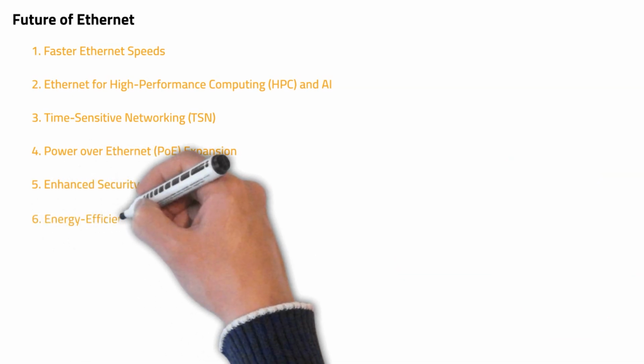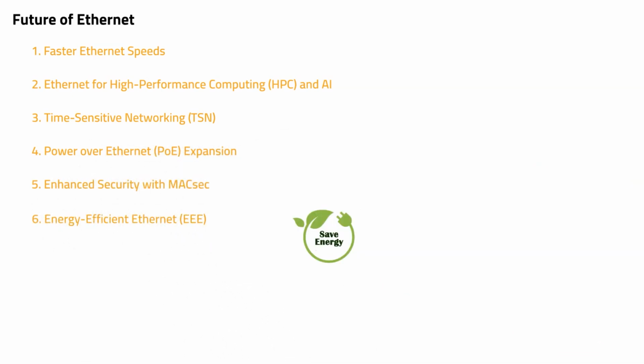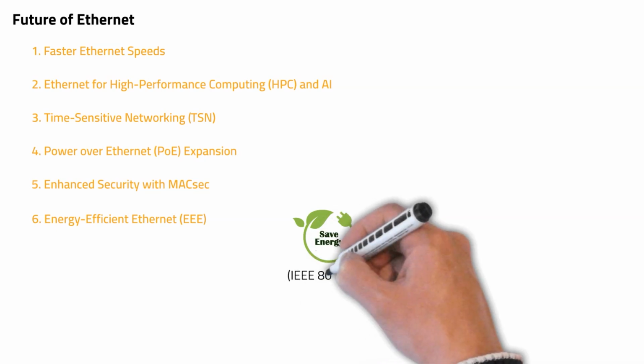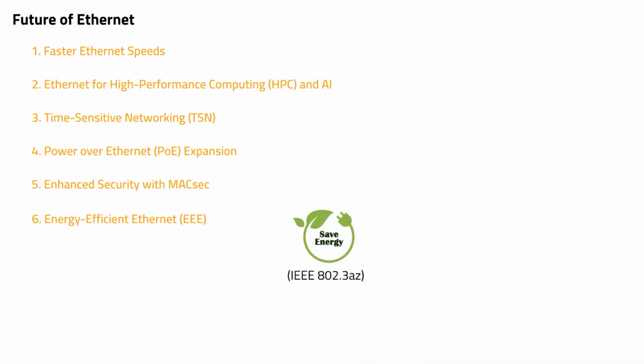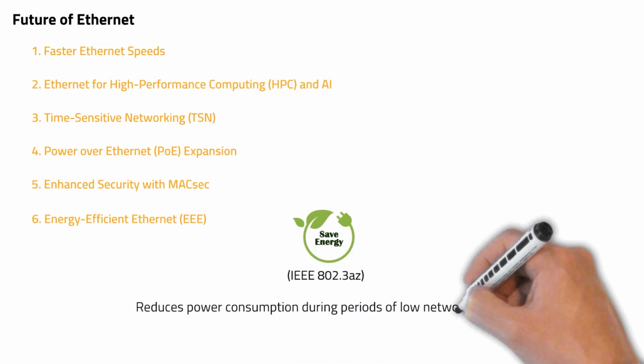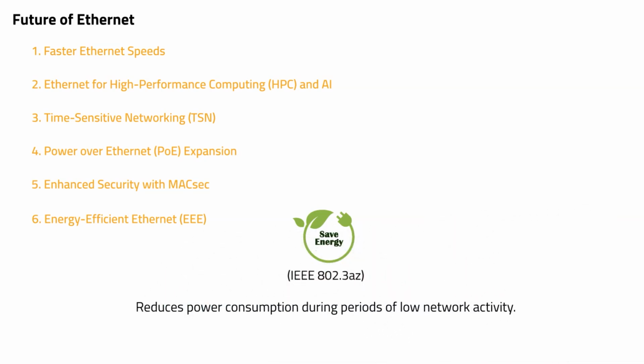The next trend is energy-efficient Ethernet. As the world becomes more energy-conscious, Ethernet standards such as IEEE 802.3az, known as energy-efficient Ethernet, reduce power consumption during periods of low network activity by allowing links to enter a low-power idle state without fully disconnecting. This will be vital as networks grow larger and consume more energy, particularly in massive data center environments.